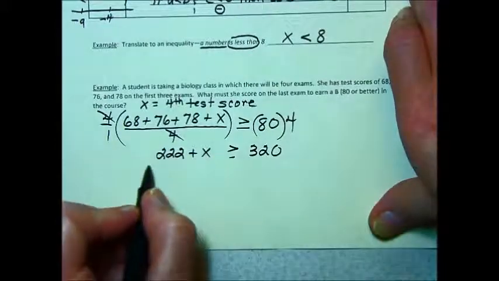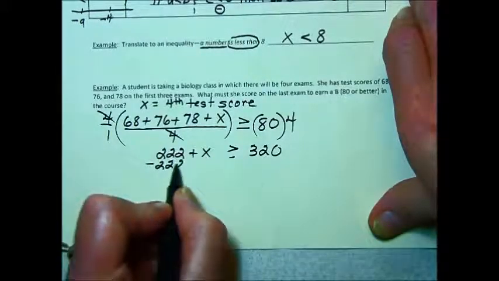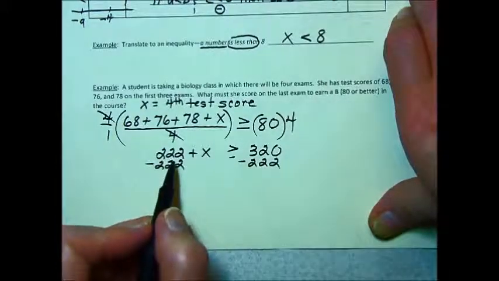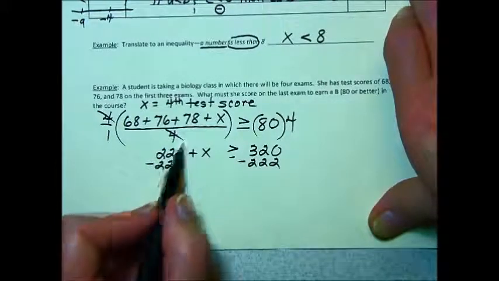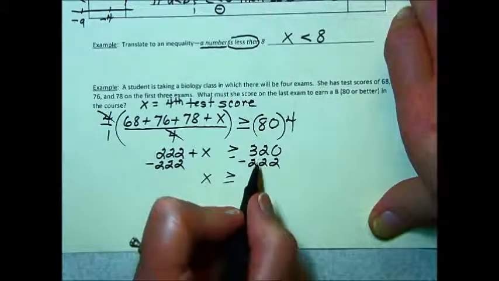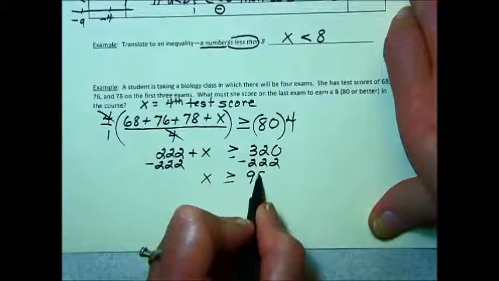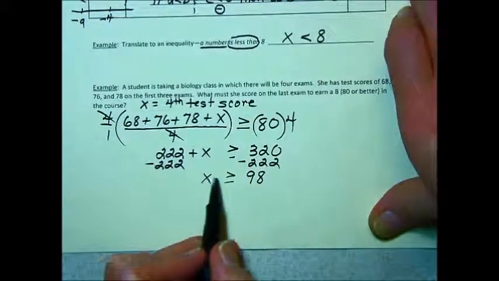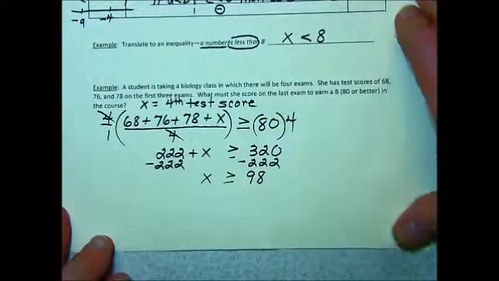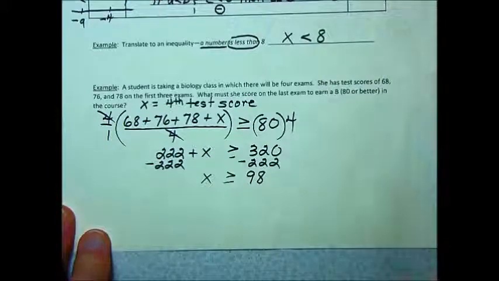To get x by itself, we'll subtract 222 from each side using our addition principle of inequality. That leaves x must be greater than or equal to 98. The difference is, they're really going to have to do well; as a minimum they would have to score a 98 or better to pull that grade up to a B. Wishing them much luck.